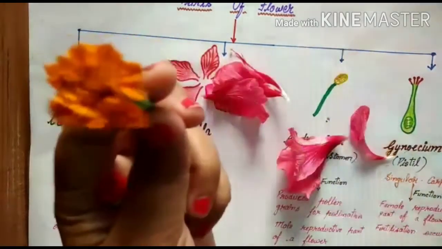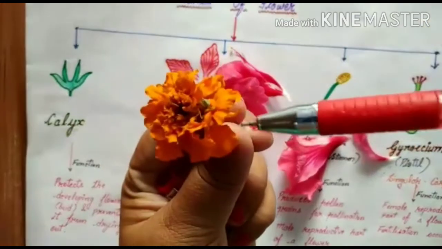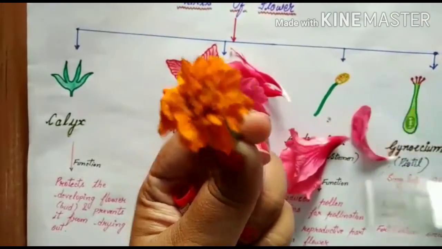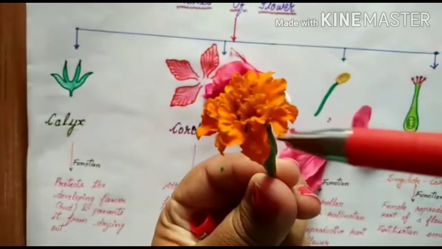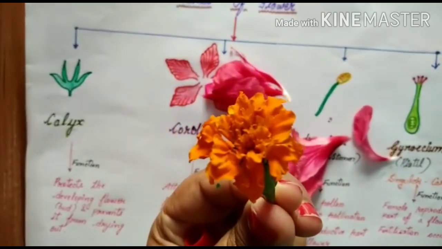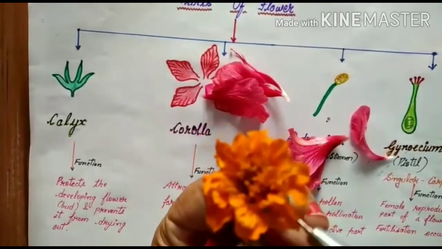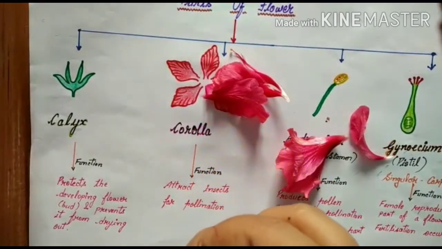You can see it in marigold. It is yellow or orangish in color. So in different flowers it is of different colors. The colored part of any flower is known as corolla.